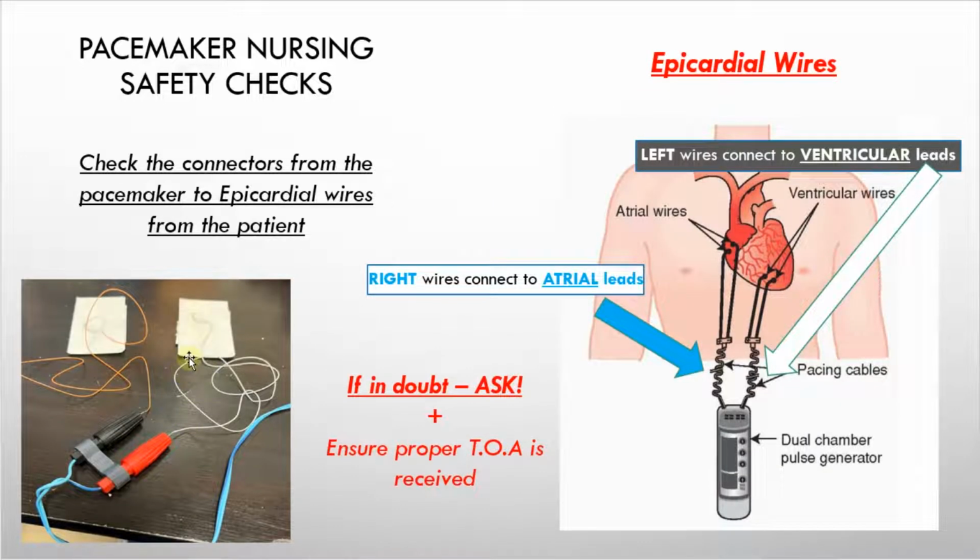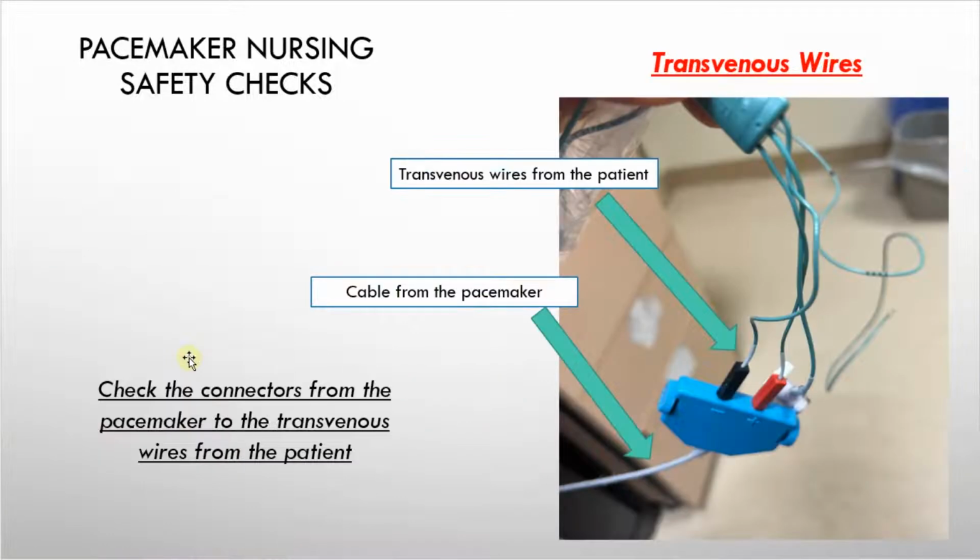The transvenous wires are very similar, but they look slightly different because the epicardial wires go on top of the heart, right? That's why they're very thin. The transvenous ones go in the vasculature, usually in the femoral site, and they're endovascular. They both sit in the heart in slightly different places, okay? But both do the same function, which is to pace, to sense, and to capture if there's a need for it.